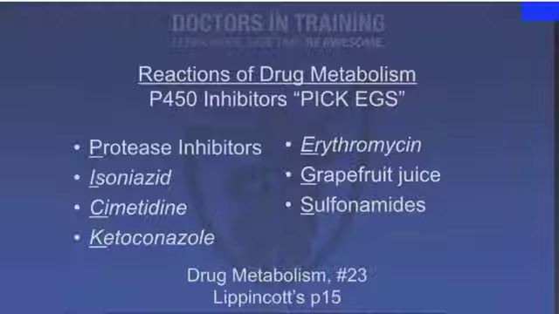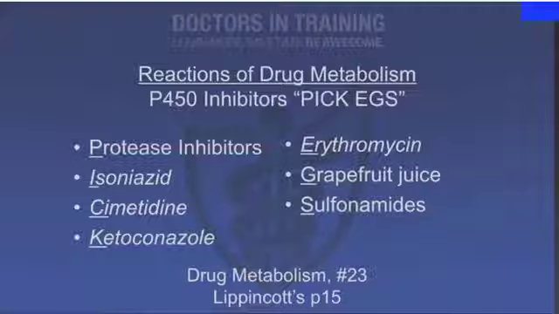The mnemonic is pick eggs. P is for protease inhibitors, which are drugs used for HIV, and ritonavir is a protease inhibitor. I is for isoniazid, which is another antibiotic used for tuberculosis. C is for cimetidine, which is an H2 blocker, a histamine blocker that's used to suppress gastric acid. K is for ketoconazole, which is an antifungal drug. E is for erythromycin, which is an antibiotic.